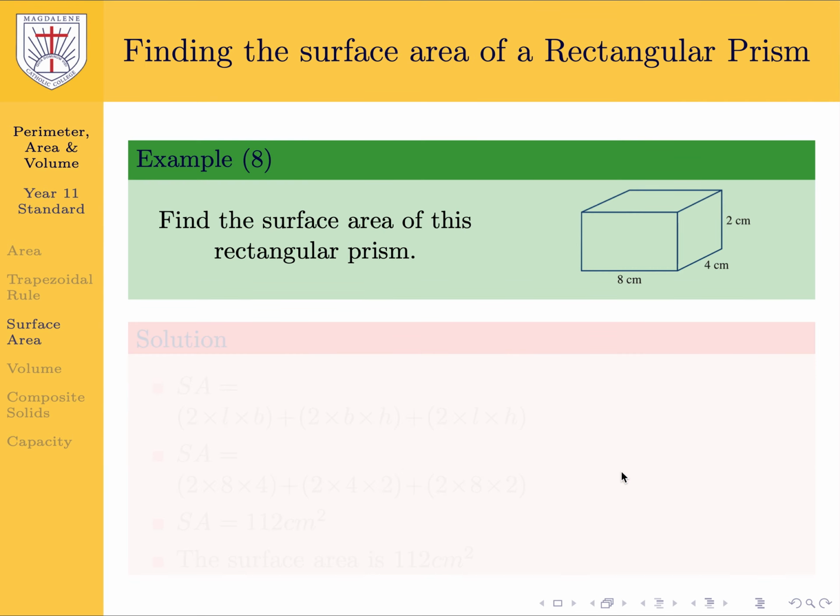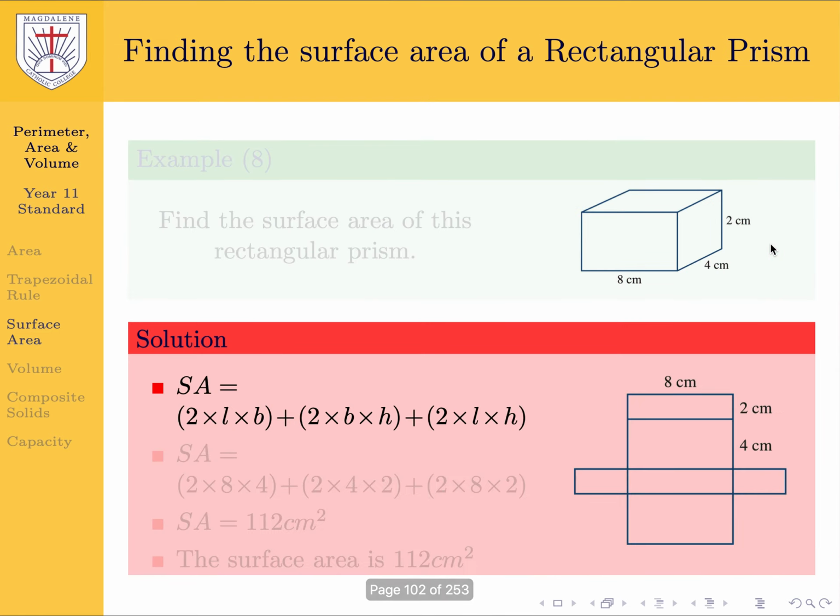So for our first example, we're going to find the surface area of this rectangular prism. You can see it's got a length of 8 centimeters at the front, and the depth is 4 centimeters, and the height is 2 centimeters. So for the surface area, we're going to draw a picture of this as a net. You can see that it's made up of 6 rectangles.